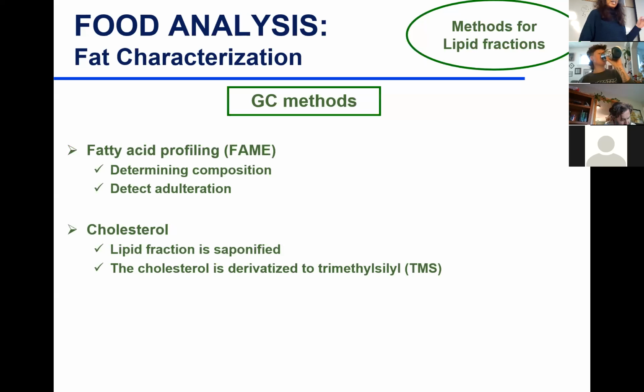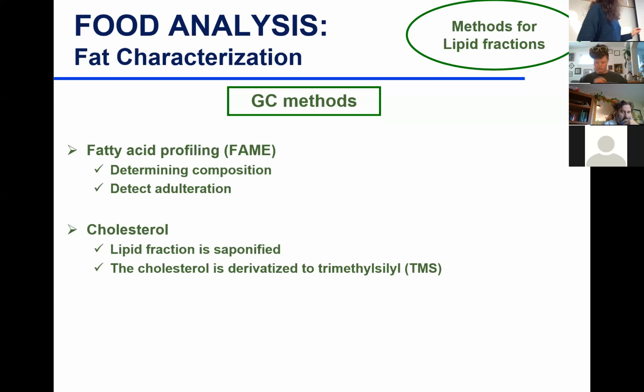For fatty acid composition, whether it is the different components of the fatty acids in the fat or the oil sample, we use the method that you've done in the lab with fatty acid methyl esters: saponification and derivatization of fatty acids into methyl esters. It's used to determine composition, and it's used to detect adulteration, the way you did for olive oil adulteration.